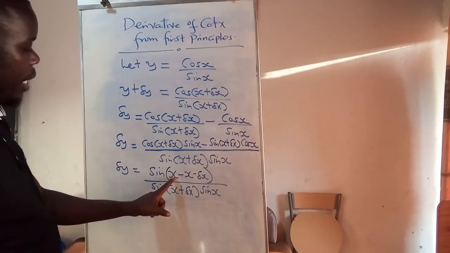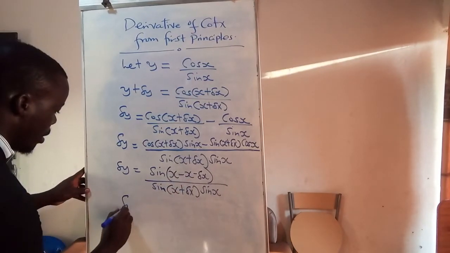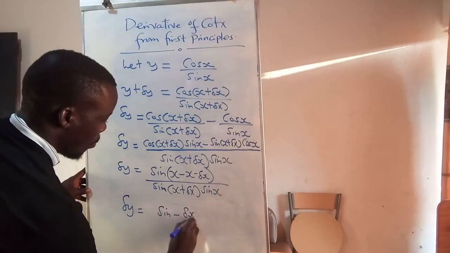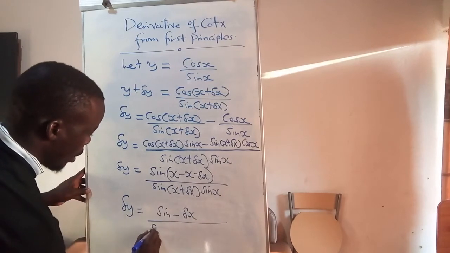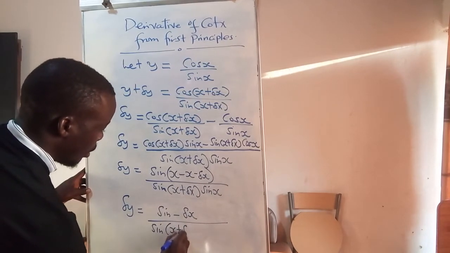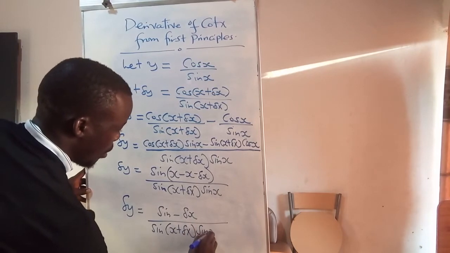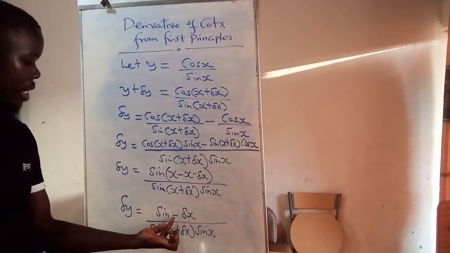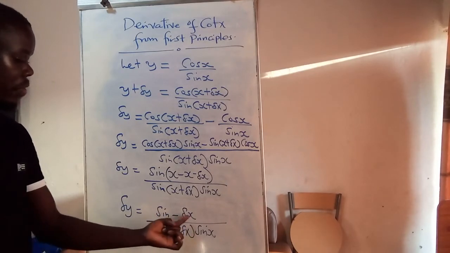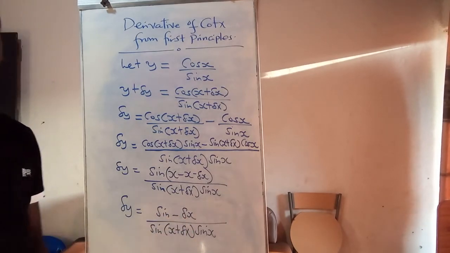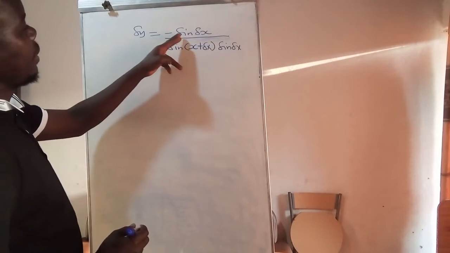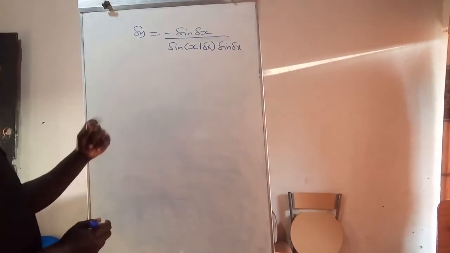From this level, you can see that x and x can cancel. So we have remained with delta y as sine of negative delta x, all this divided by sine of x plus delta x, then sine of x. Good. So we already have this. So now we are going to think about sine negative delta x, but this is as good as negative sine of delta x out of the denominator that we have. So that will mean that we shall have delta y is equal to minus sine delta x out of sine x plus delta x sine x.